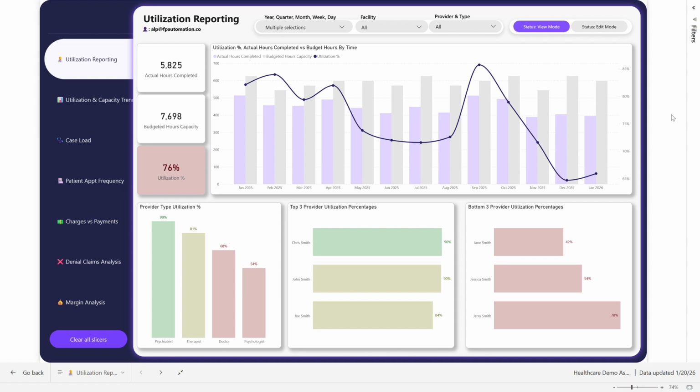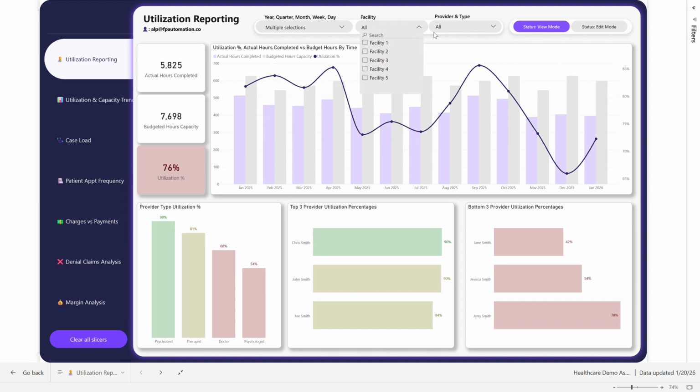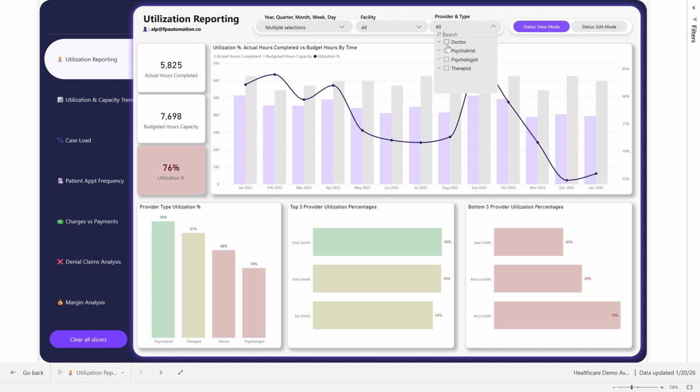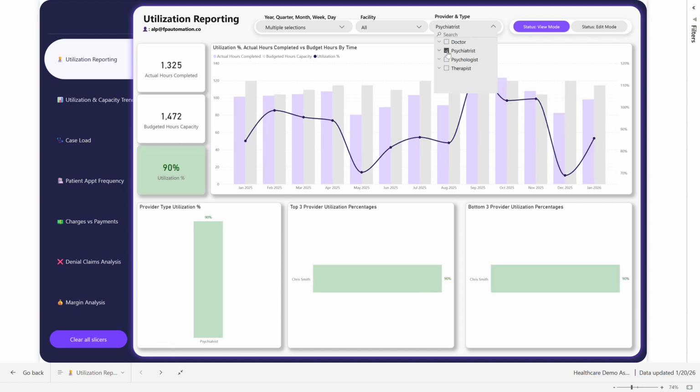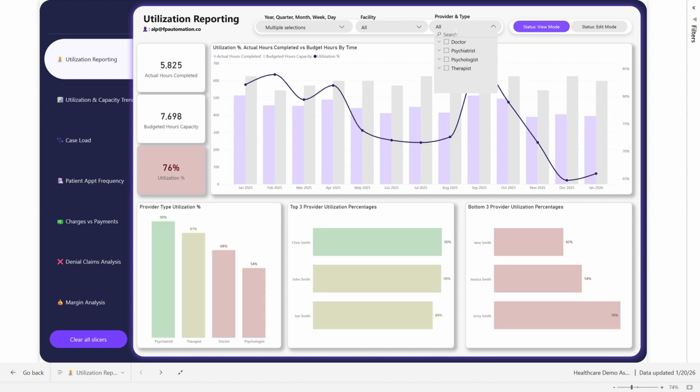What this provides to them is a holistic utilization analysis as to how their business is trending, how facilities are performing, and then of course how different provider types are performing as well, such as psychiatrists, psychologists, and therapists. The idea behind this view right here is that this is an executive view showing how the company is doing from an actual hours standpoint in terms of completed appointments versus what their budgeted hours capacity is and utilization, and of course which areas from a provider perspective are down and which areas are up.